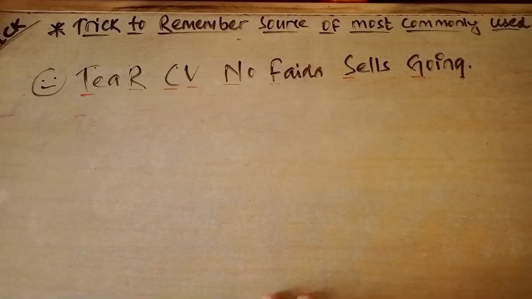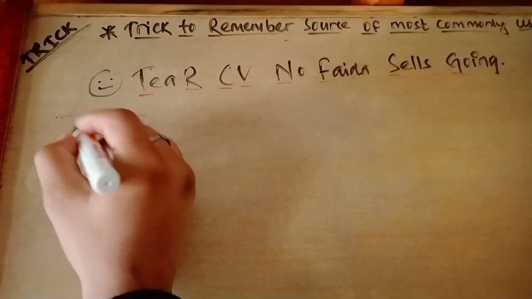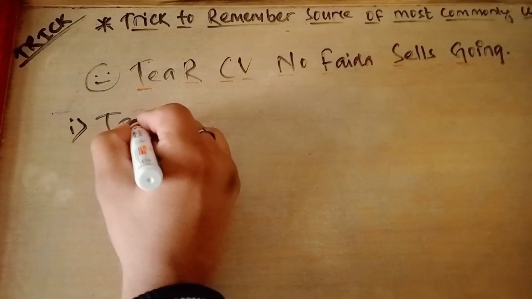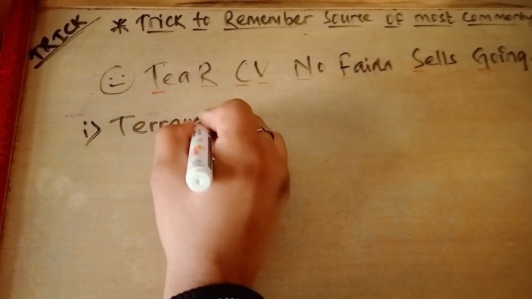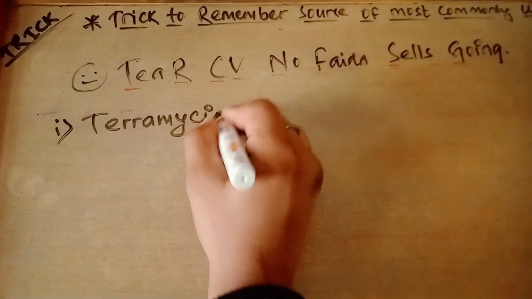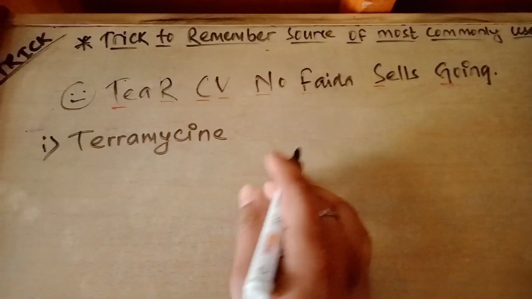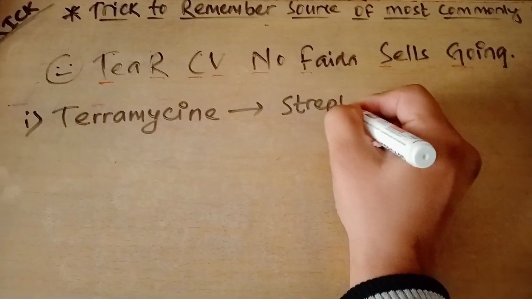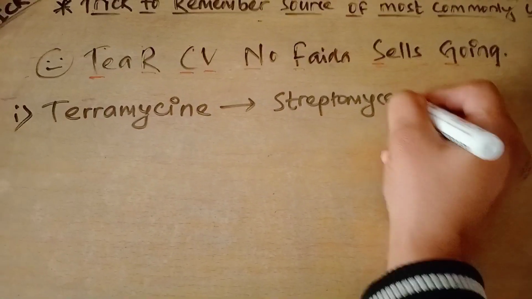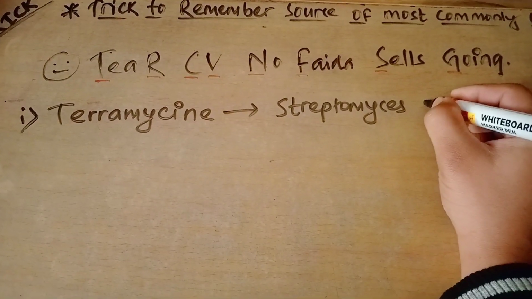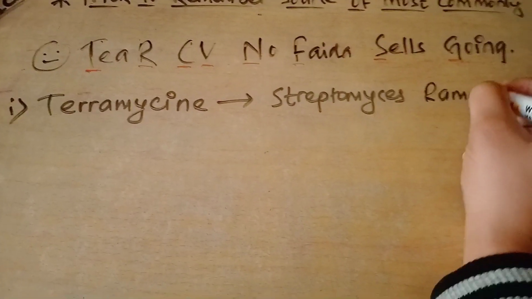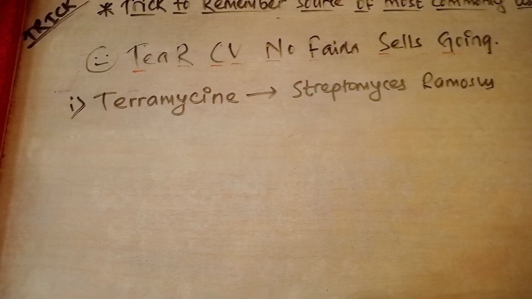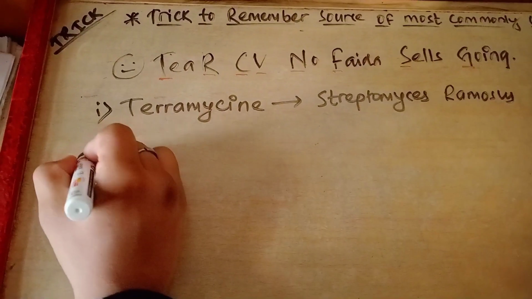So now let's elaborate the trick. First we have T, terramycin, and the source name is Streptomyces. R means ramosus, Streptomyces ramosus.